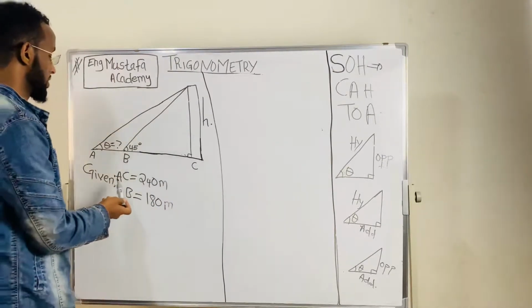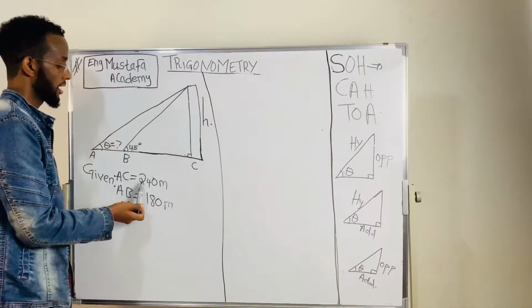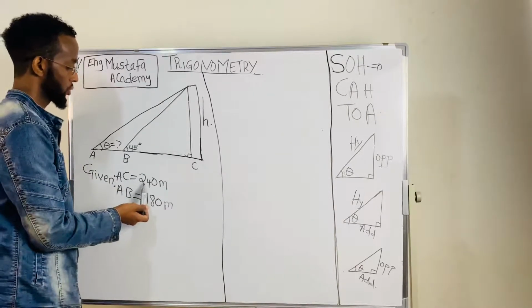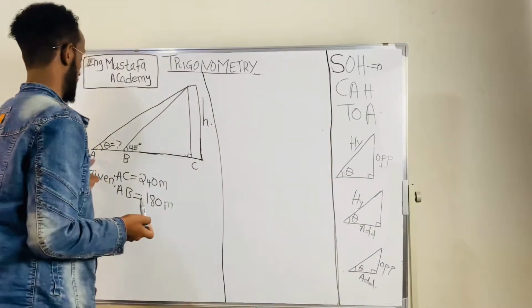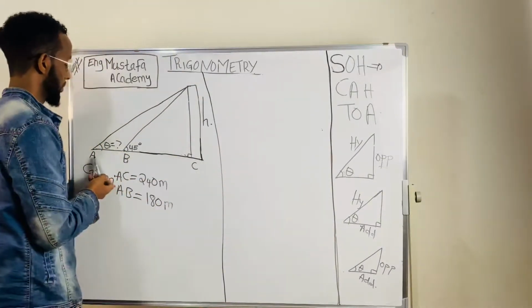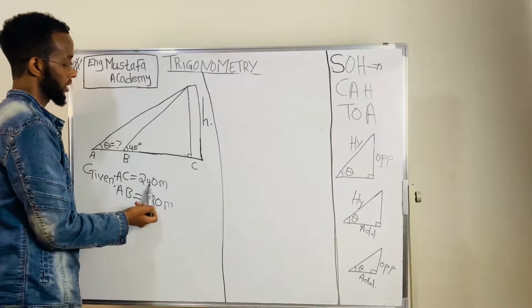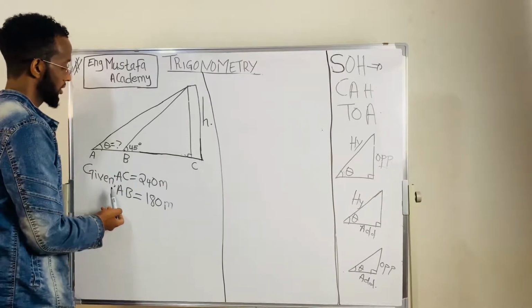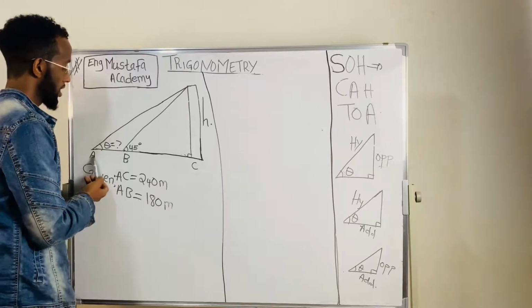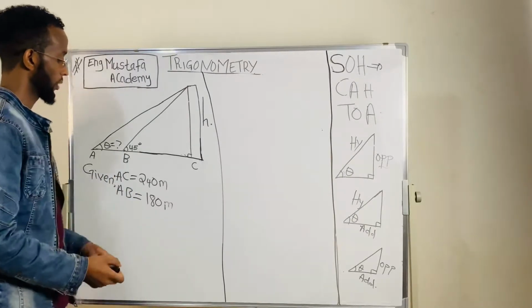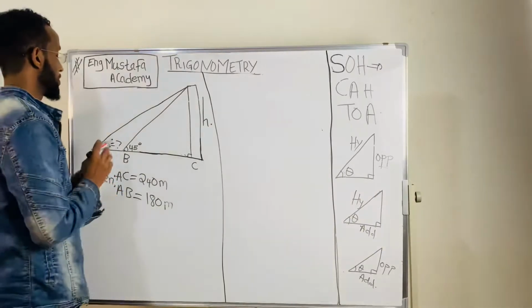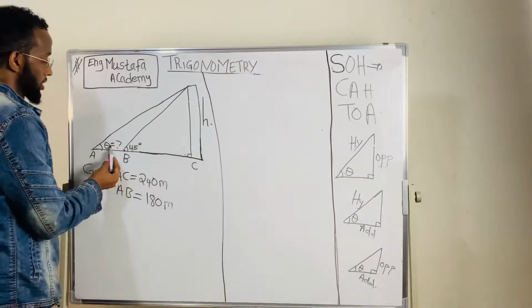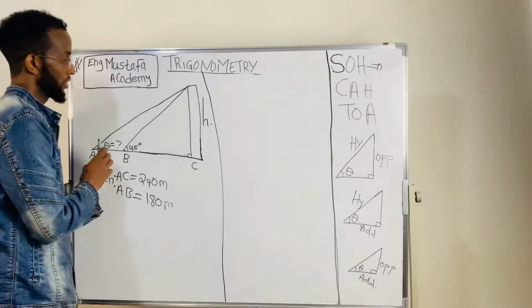So what did I say in here? AC is 240. Here is A to C. The distance that you have from A to C will be 240 meters. And the distance that we have from A to B will be 180 meters. Good. Then we need to find this theta here, the angle of theta.